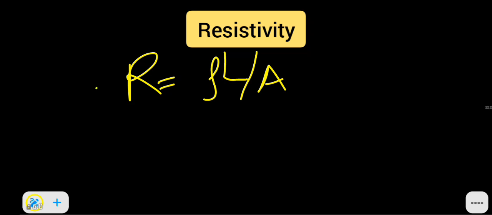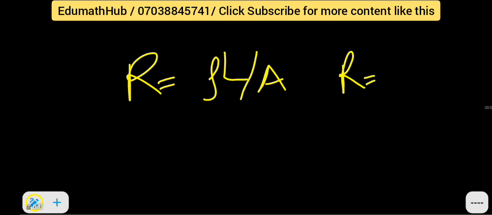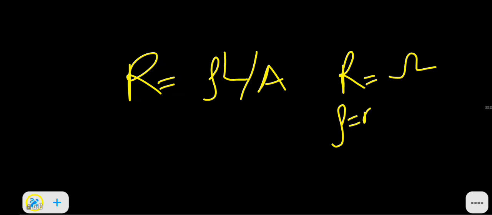So this R that is here is the resistance of the material. This resistance is measured in ohms. That's the unit of this resistance. Then the next value that is here is rho. You pronounce it as rho, R-O-H-O. This rho stands for resistivity.